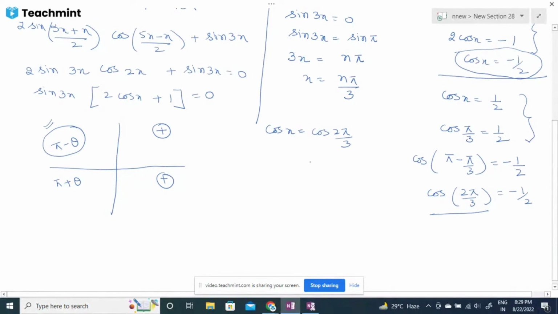So x is equal to, we have for cos theta, 2n plus 1 and then 2 pi by 3. Easy. There's one more method: 2n pi plus 2 pi by 3. Easy.